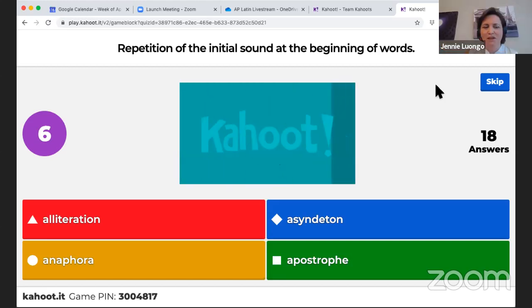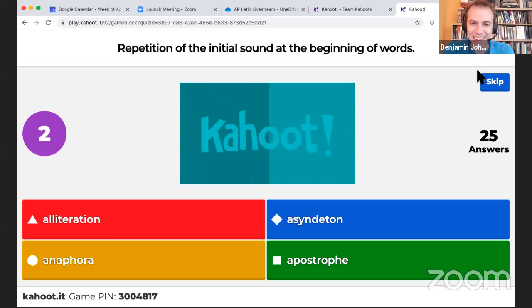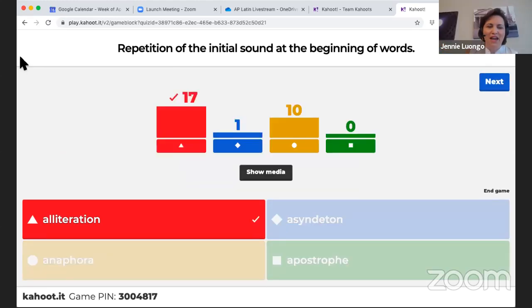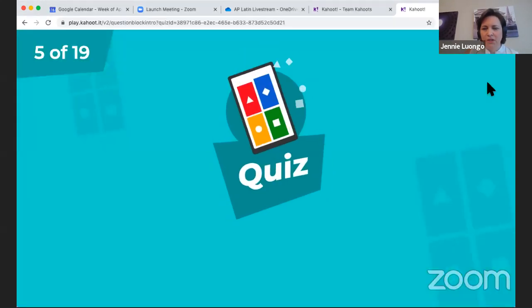Yeah, so septem, sex, quinque, quattuor, tres, duo, unus. All right. Okay, very good. Yeah, so most people got it. Some people did put anaphora, but don't forget that's the whole word being repeated, not just the initial sound. All right. Let's keep going.